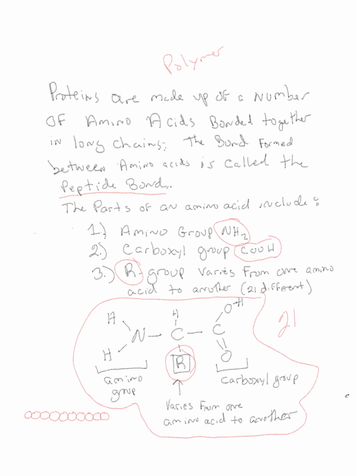Each of the 21 different kinds of amino acids would have the same amino group, the same carboxyl group. They'd have this central carbon with a hydrogen bonded to it, but they would differ in a group bonded to this that is represented by the R group.